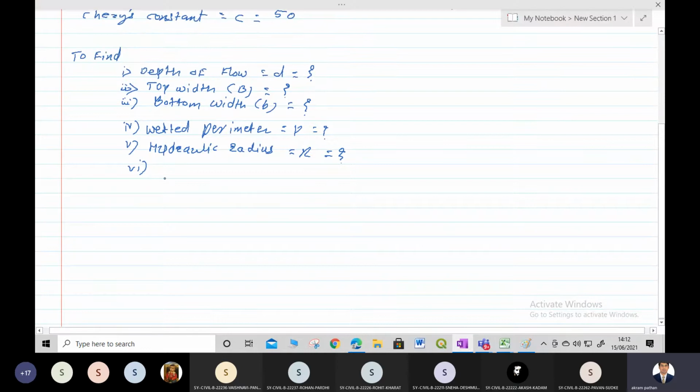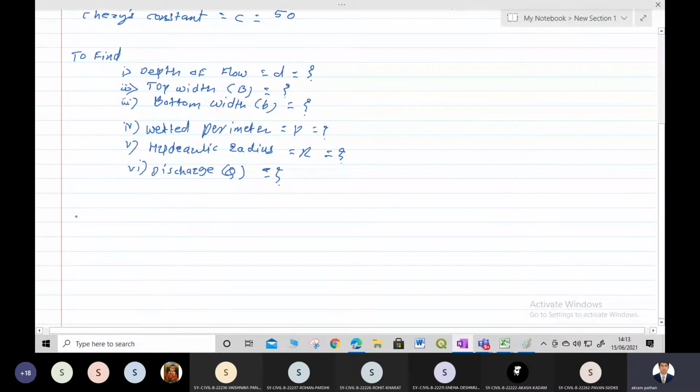We have to find out the discharge in the channel. Discharge in the channel, that is capital Q in meter cube per second. So this is the thing we have to find out.